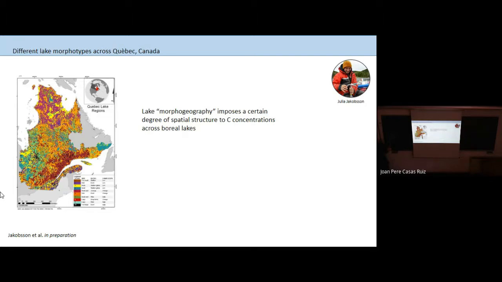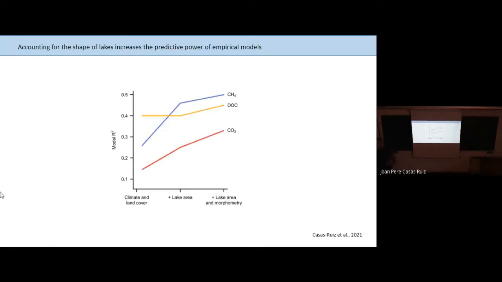Another outcome that we can get out of this exercise is that by accounting for the size and shape of lakes, we can improve predictive models of carbon concentrations in lakes, right? So this is for the same data set. We compared three different models with different structures, okay? A model that only has climate and land cover data to predict our concentrations in the lake, a model that has climate and land cover plus lake area, and a model that has climate and land cover, lake area, and also the shape of the lake.